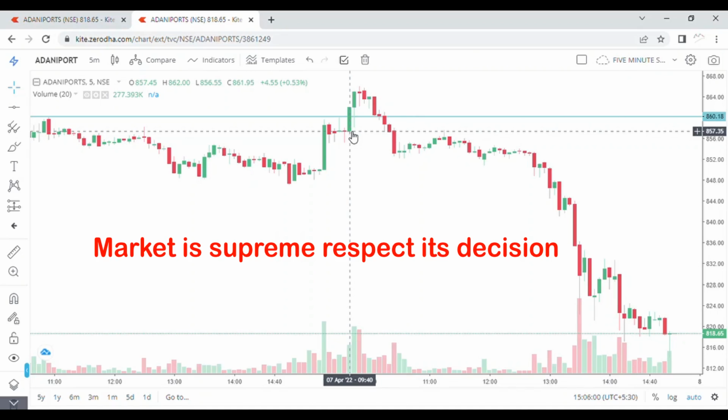I also have some experience of trading Adani Port, and that gave me confidence to go long in this stock. So basically, a very simple learning lesson: trust your system even if it does not perform.